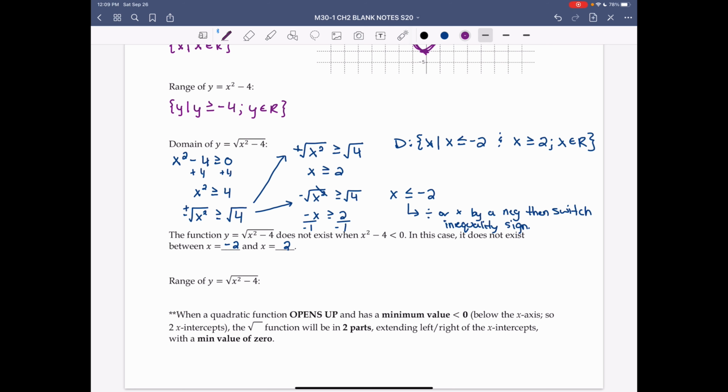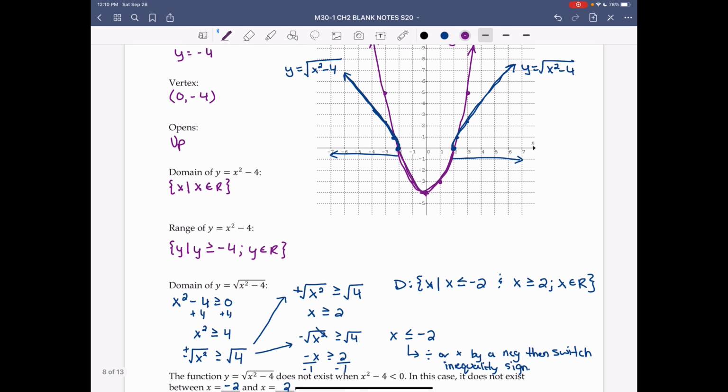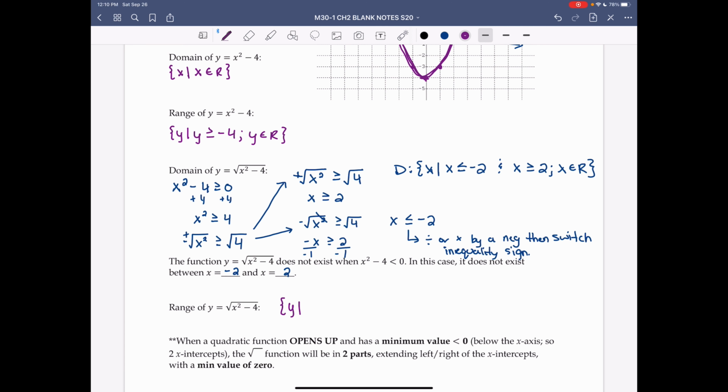Our range of y equals the square root of x squared minus 4 is the same as the original function for any values that are valid in the square root function. In the original function, our range was all y values that are greater than or equal to -4. When we square root the function, the only y values that are valid would be those that are greater than or equal to 0. So y such that y is greater than or equal to 0, y an element of the real numbers, close bracket.